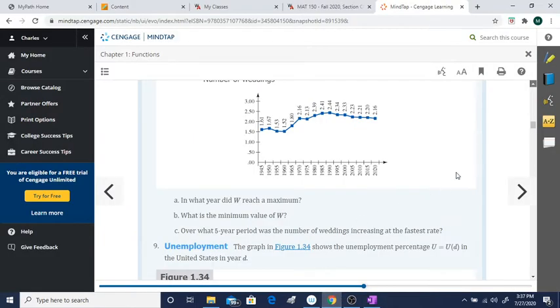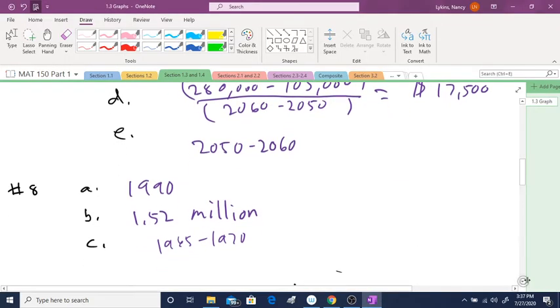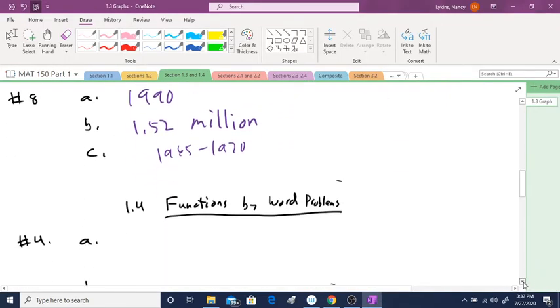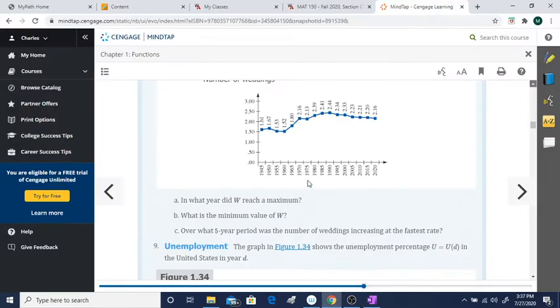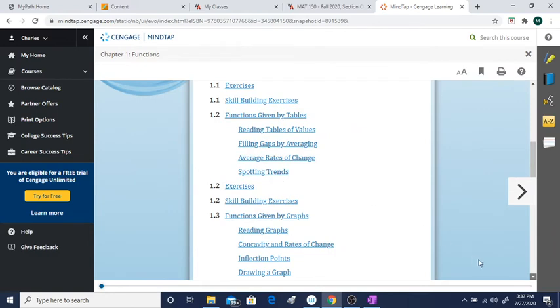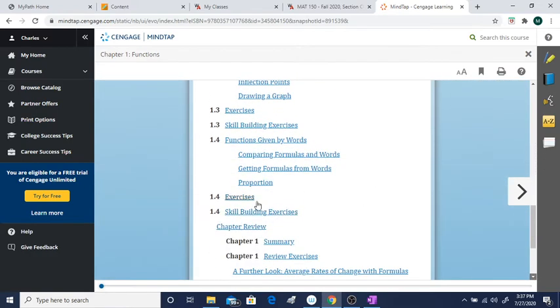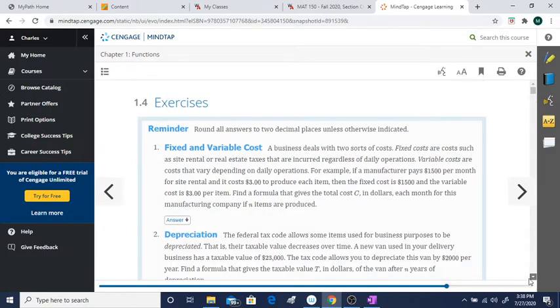Okay, now I'm going to skip to 1.4. So I'm going to go back to our book. I'm going to click this right here under chapter 1. This gives my list for chapter 1. I'm going to do 1.4 exercises, and I'm going to use number 4.